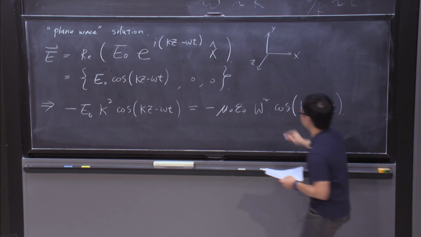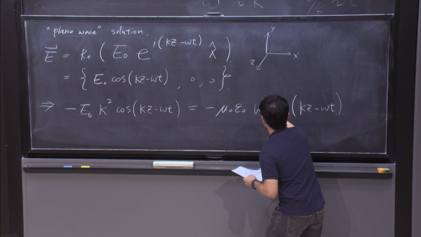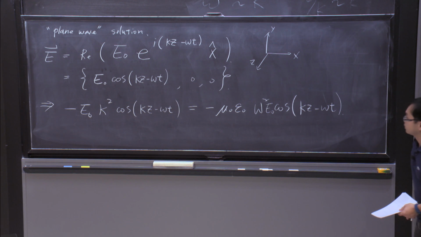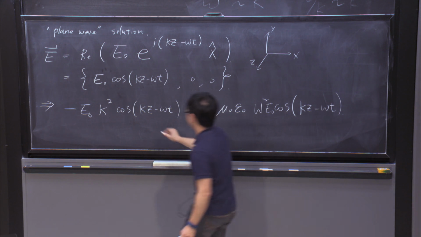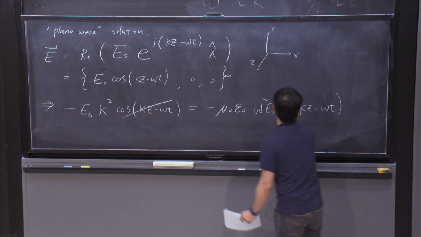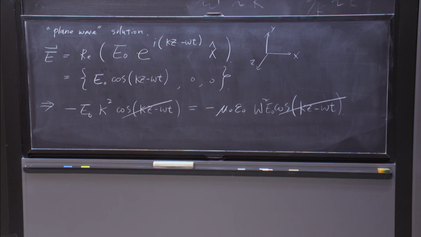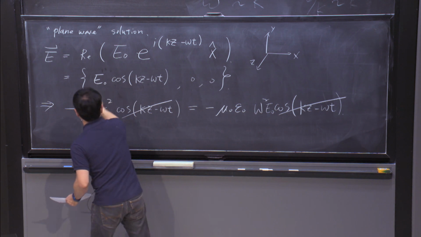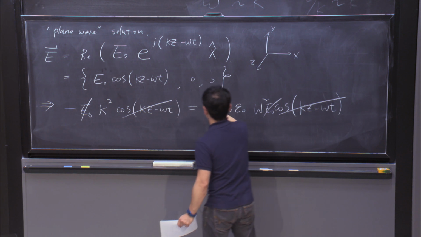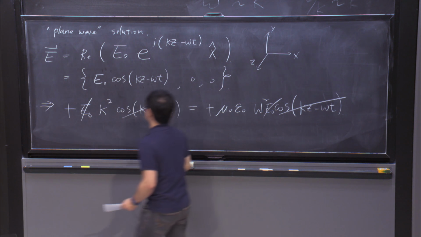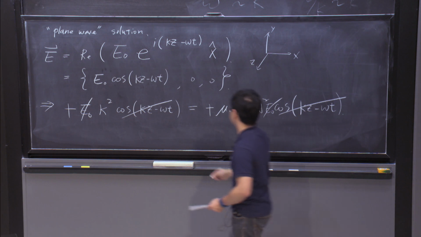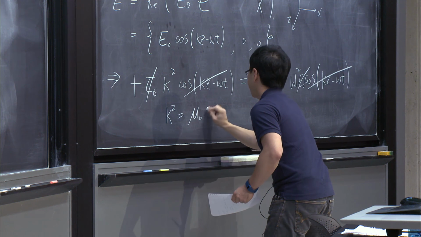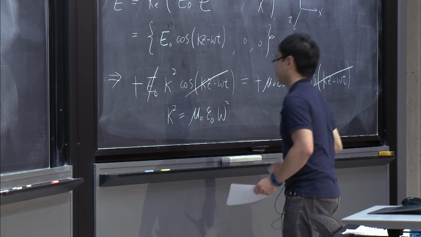Okay? And of course, I missed the E0 term. E0 should be copied from there. All right? So now I can show that this cancels. Basically, this is the same cosine kz minus omega t, and E0 also cancels. And I can cancel the minus sign. What I'm going to get is k squared is equal to mu 0 epsilon 0 omega squared.